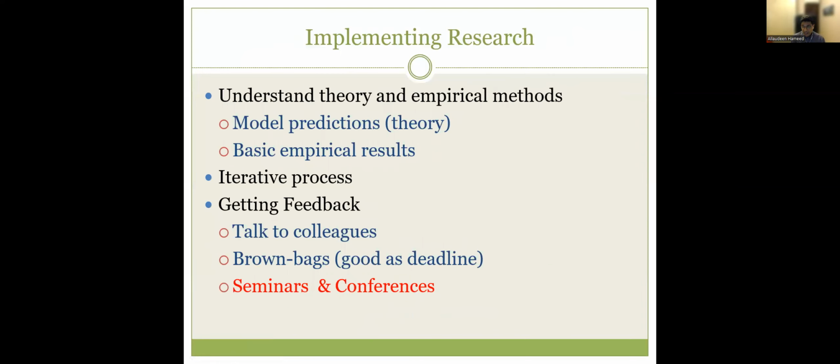So having generated ideas, the next step is to implement the research. This requires, again, that it's important to understand the literature, which means understanding the theory and setting up the basic empirical predictions. A lot of this is an iterative process. It's not just that you get the idea, you test, and then based on the results, you might revise your idea again. It's not a one-directional, step one, step two kind of process.